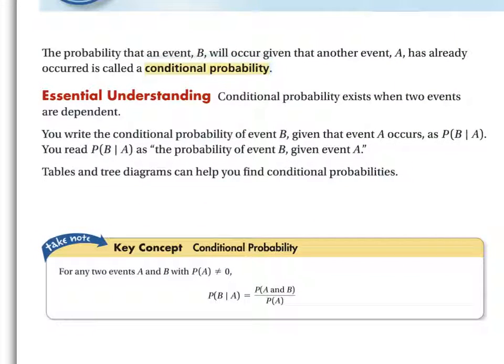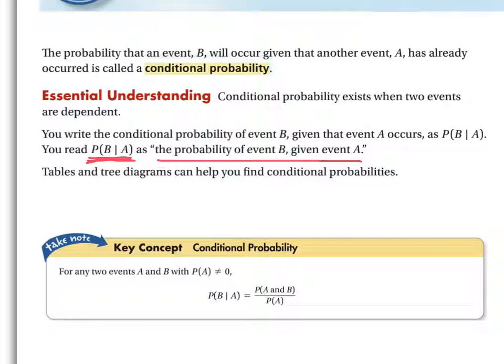Conditional probability is saying that we want the probability of an event given that another event has already happened. The way we write that is P(B|A), with a vertical line, and the way we read that is the probability of B given A.